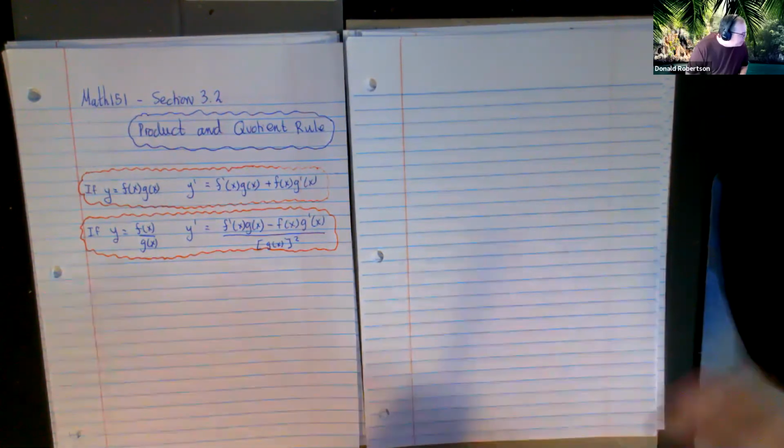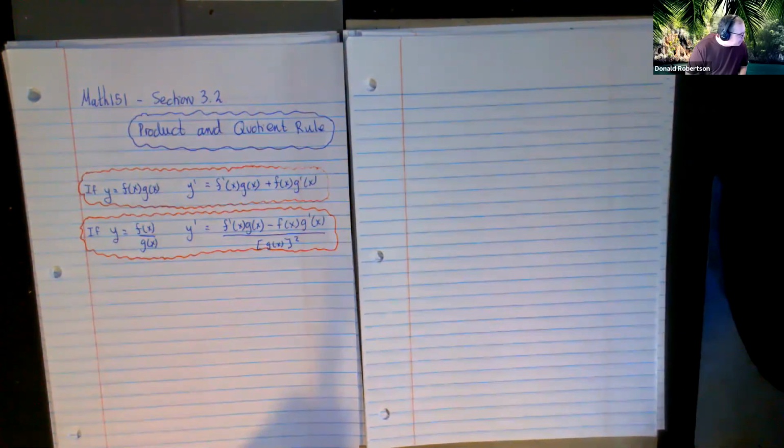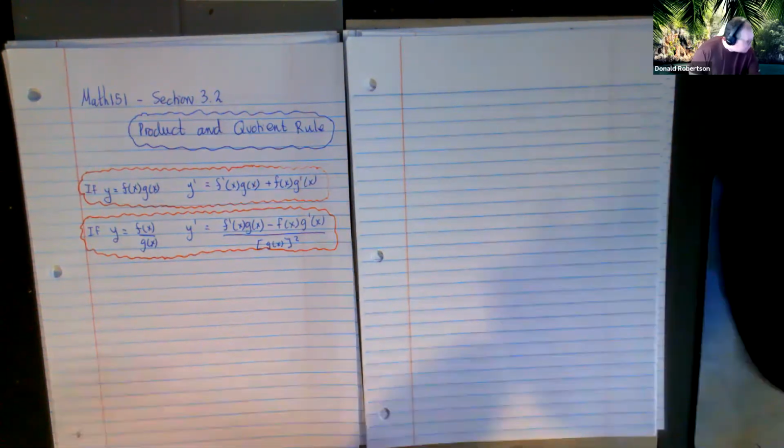So let's take, I've got a guy floating around here. As soon as I find it, we'll do it. Let's do a product rule with a square root in it. That's the first one I want. Product rule with a square root in it. Yeah, this one will do.